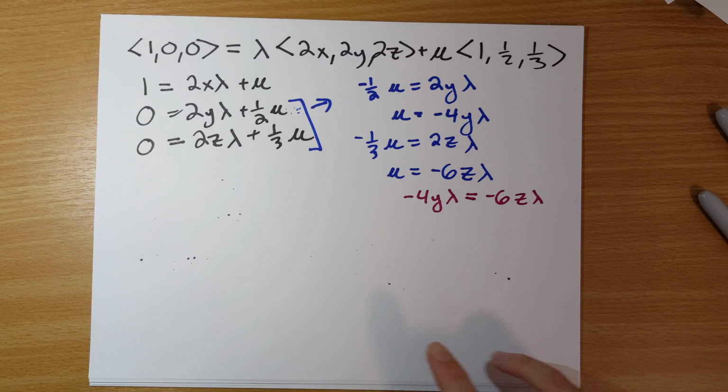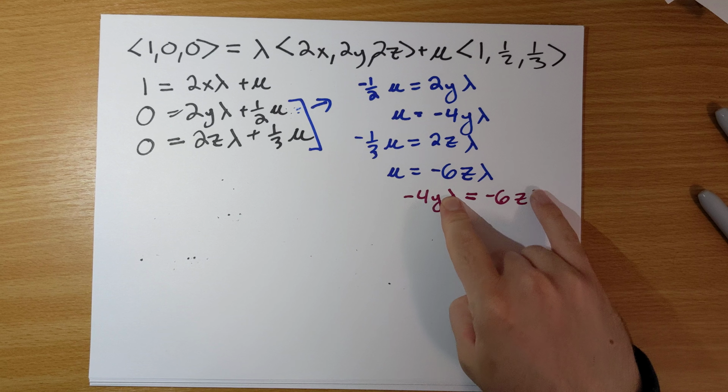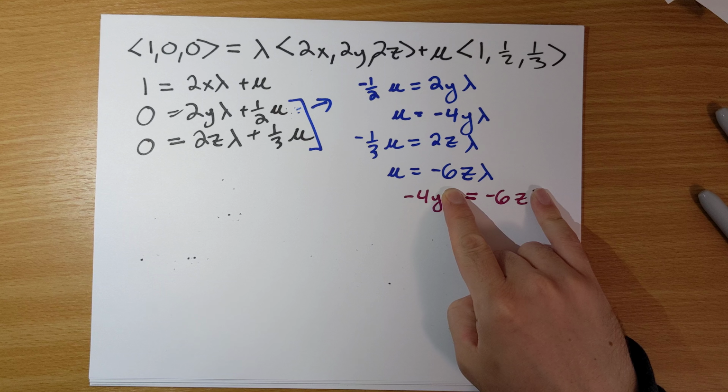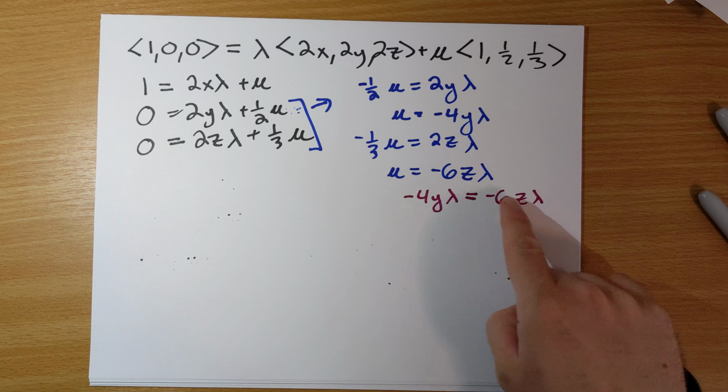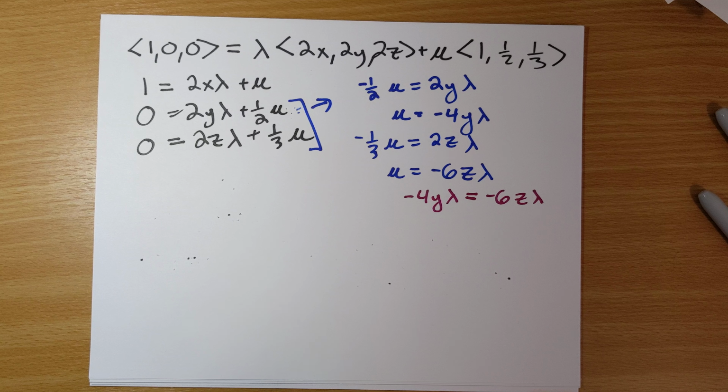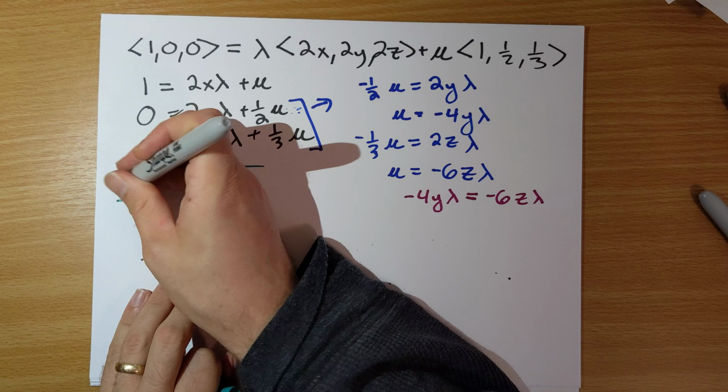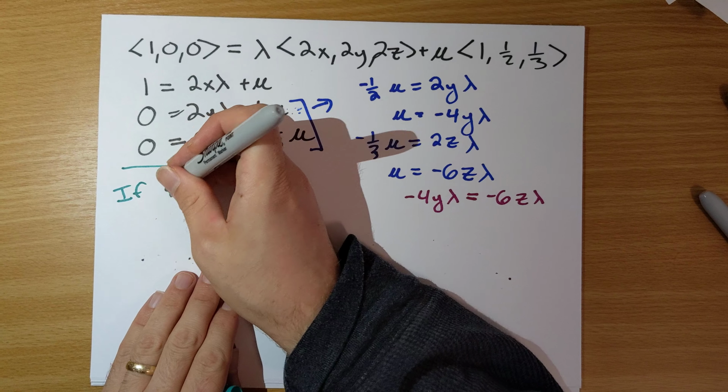Now, it would be nice for us to be able to divide both sides by lambda. If we divide both sides by lambda, then we'd have negative 4y is equal to negative 6z. That would be good. We can only divide by lambda if lambda is not equal to 0. So, as it turns out, we can show that lambda is not equal to 0. Let me get a contradiction here.